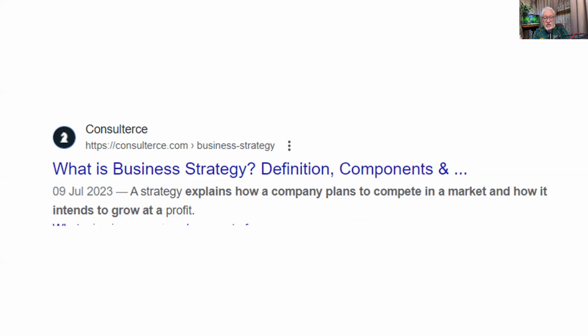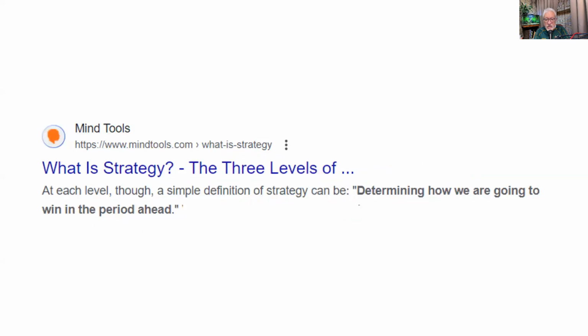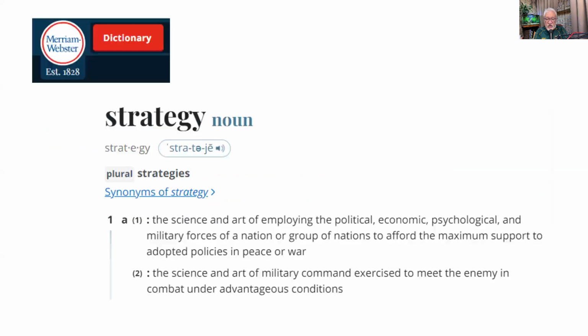A strategy explains how a company plans to compete in a market and how it intends to grow at a profit. Okay, now we're talking about profit-oriented business, and this is nice and to the point. It says, how will you compete and how will you grow at a profit? I like it, but here's another. Determining how we are going to win in the period ahead, because this is a competition, and your competitors are every other business in the same business field as you are. And one more.